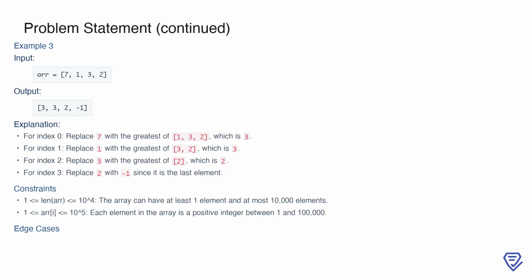The constraints ensure that the array has at least one element and at most 10,000 elements, with each element being a positive integer between 1 and 100,000. This means the algorithm must handle both small and large input sizes efficiently.